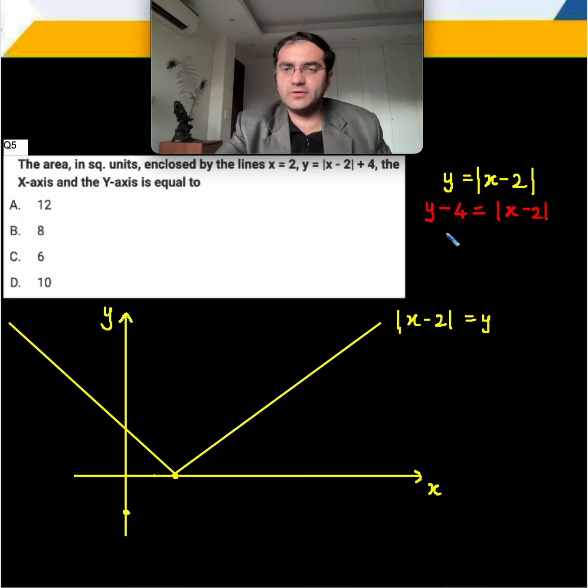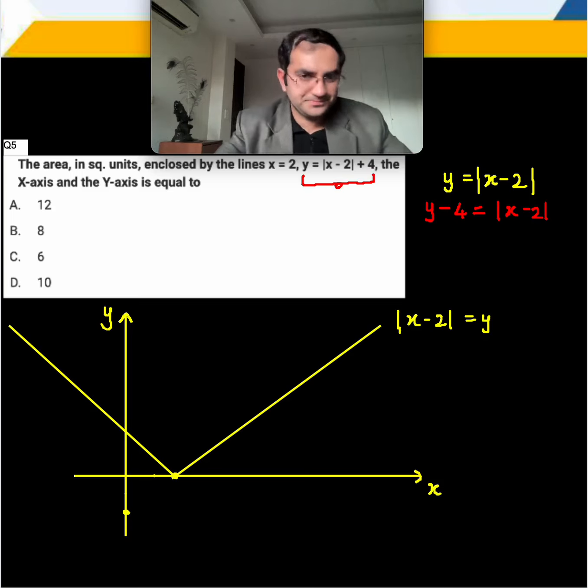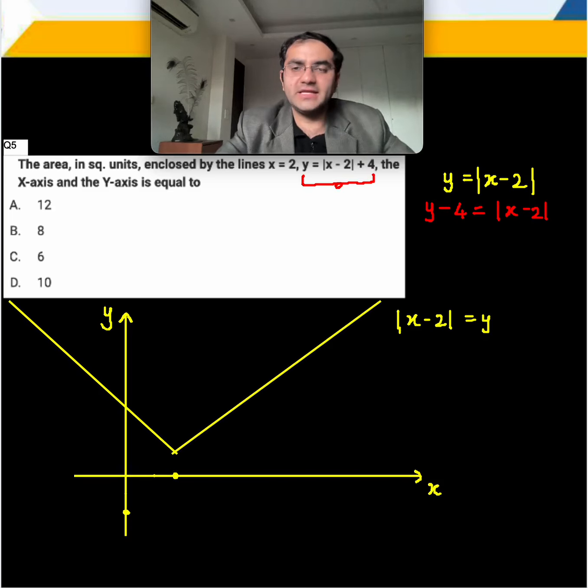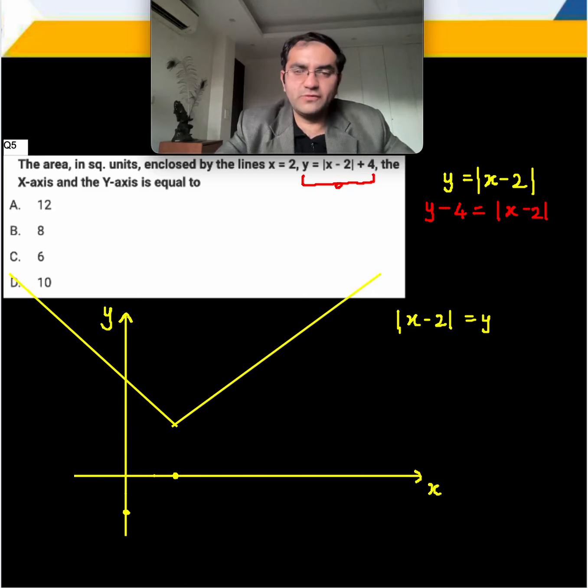ठीक है? और वो minus 4 उधर जाके plus हो जाएगा. So y की जगह y minus 4 means 4 units up. I will move this line now 4 units up. ठीक है, when I have moved it 4 units up, ये y minus 4 हो गया. This is 2 comma 0, and this new point which has been raised 4 units up becomes 2 comma 4. This is 2 comma 4.